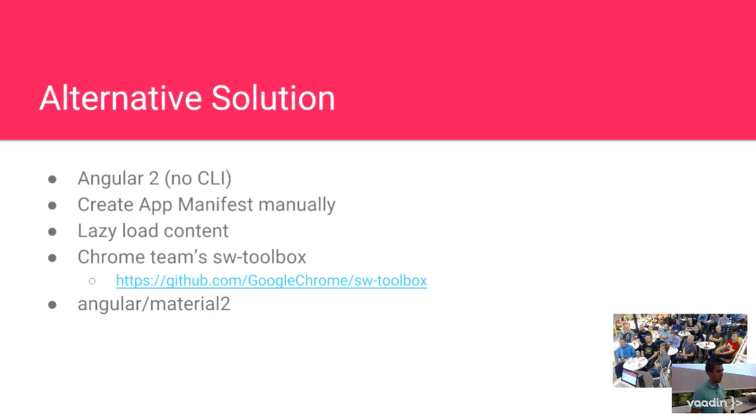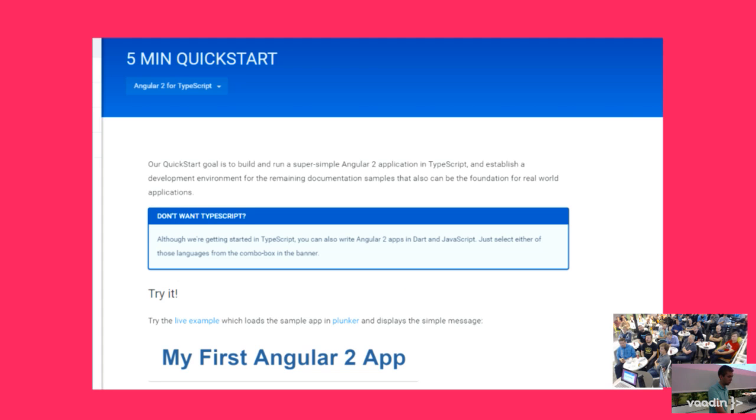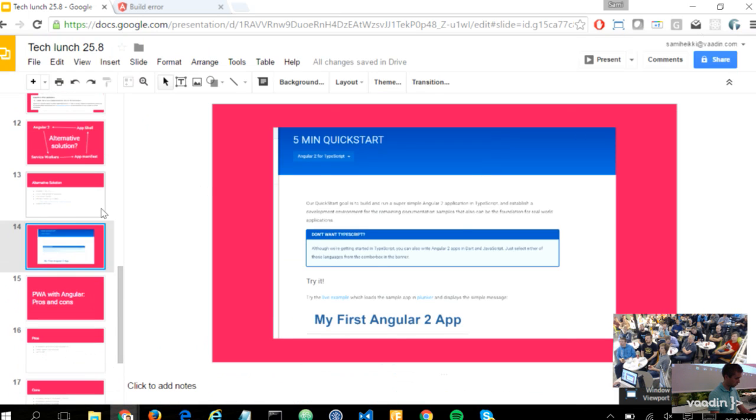I thought that I could create the app manifest manually because it's just a simple JSON file. And to create the app shell design, I could lazy load the actual content. But with the service workers, I really didn't have any idea where to start. But I found the Chrome team's service worker toolbox, which enables you to create service workers pretty easily. And for the UI components, I started to work with Angular's Material 2 components. So this is where I started, from the 5-minute quick start.